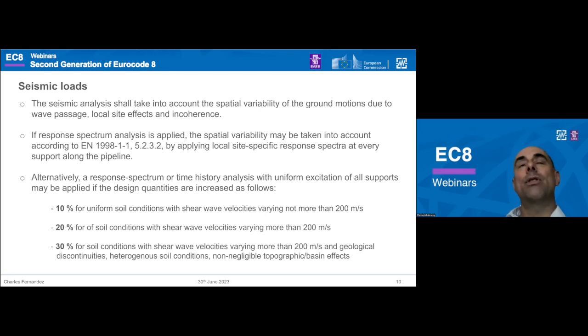So these numbers are related to the part for bridges, because it is a similar problem. So we have also long span bridges, and we have to take into account the incoherence and the spatial variability of the soil conditions. So, and if we check this code, we can find similar numbers. So it was more or less adapted from the part for bridges.